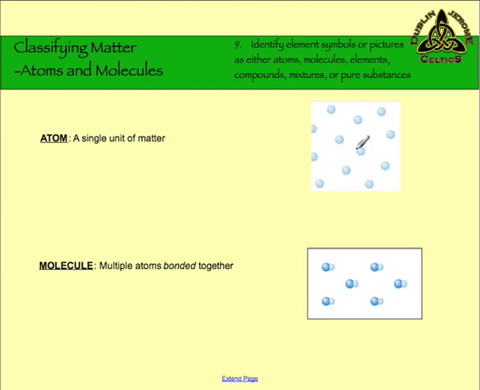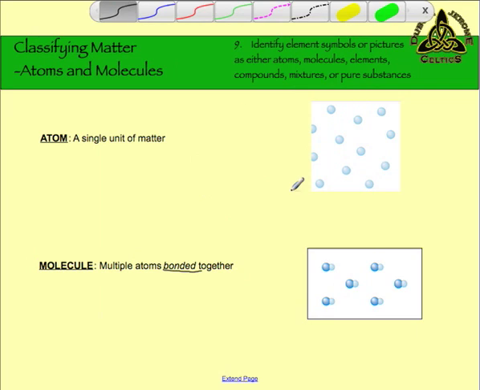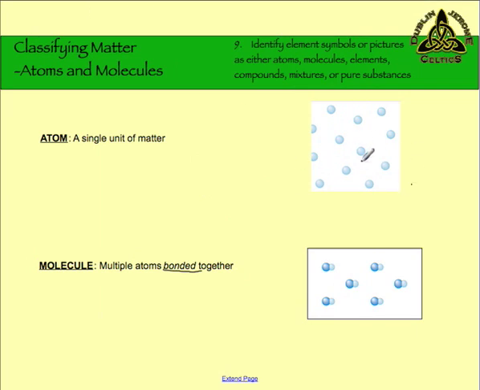So you can see here the big difference is, are they connected? These are connected together, which means they're bonded. Okay? In the picture, if they're touching one another, they're bonded. If they're not touching one another, they're not connected. These are single atoms. Atoms are single. Molecules have more than one atom.